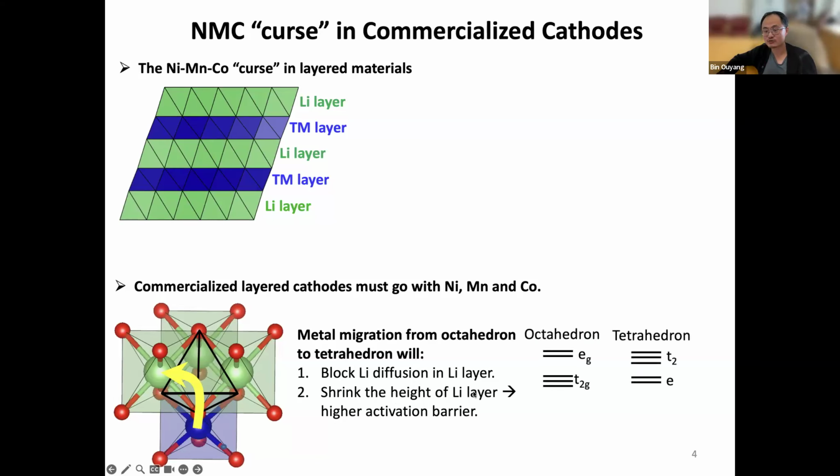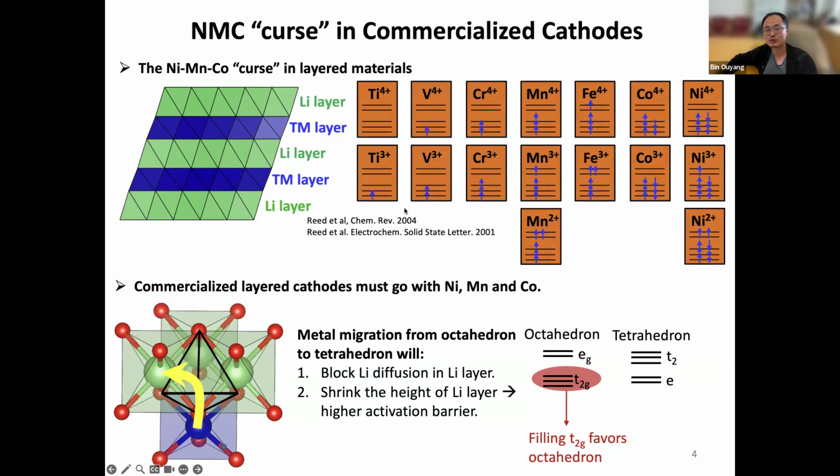So naturally, for choosing an element, you have to fill up all the t2g states. In that case, you have the crystal orbital gap here. In that case, tetrahedral will intrinsically have high energy regardless of how you put the electrons. Very simple theory that results in the NMC curves.